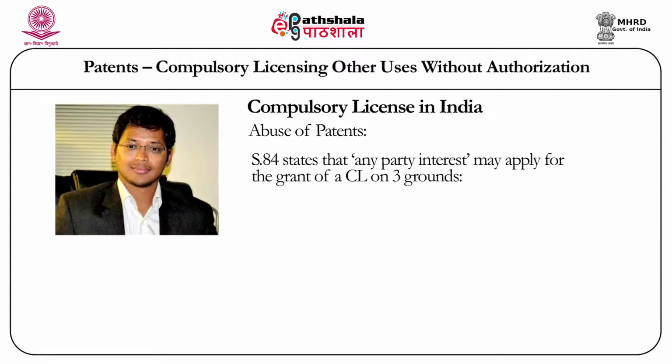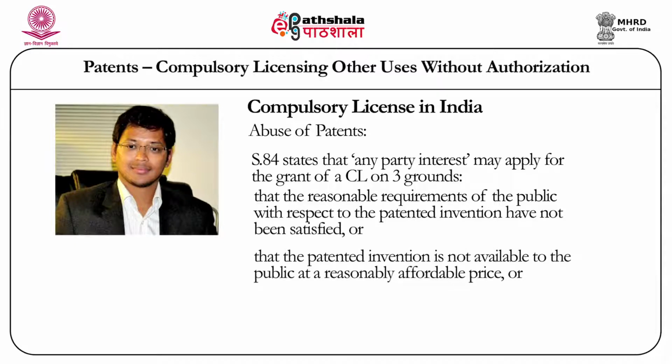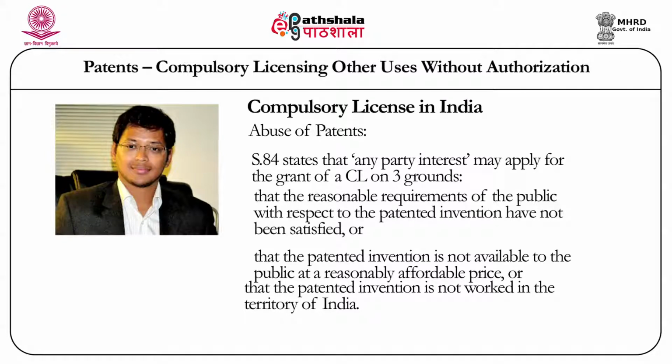Section 84 of the Patents Act states that any party interested may apply for the grant of a compulsory license on the following 3 grounds. First, that the reasonable requirements of the public with respect to the patented invention have not been satisfied, or second, that the patented invention is not available to the public at a reasonably affordable price, or 3, that the patented invention is not worked in the territory of India. Thus, the 3 grounds are reasonable requirements of the public, or reasonably affordable price, or not worked in the territory of India.